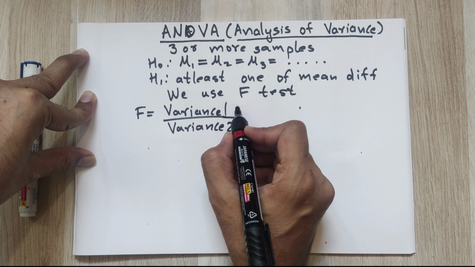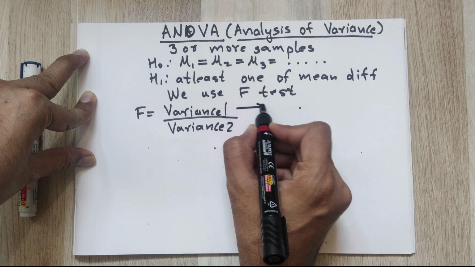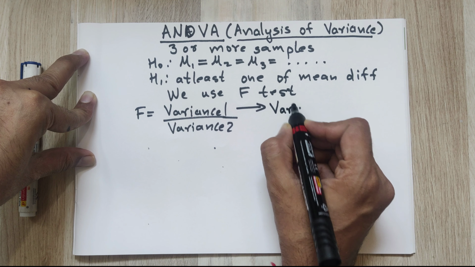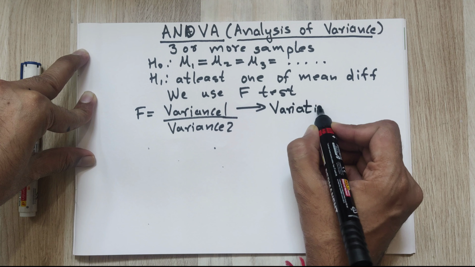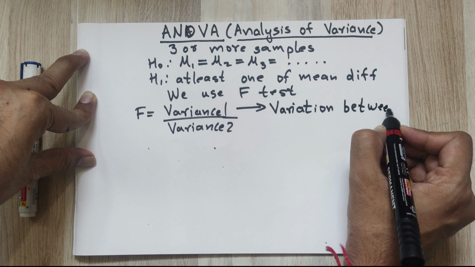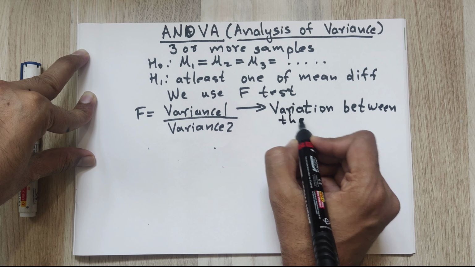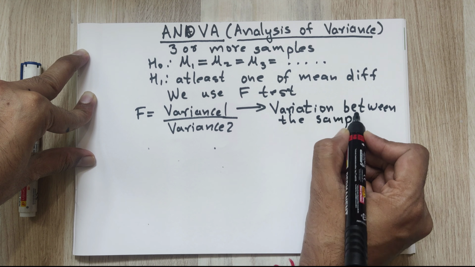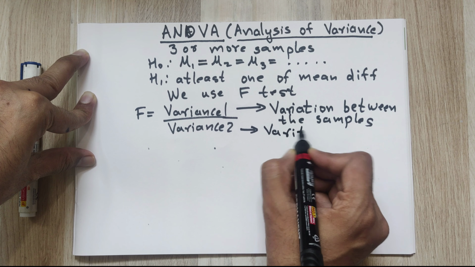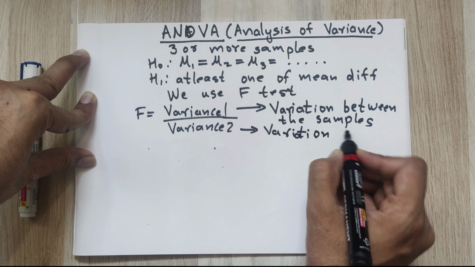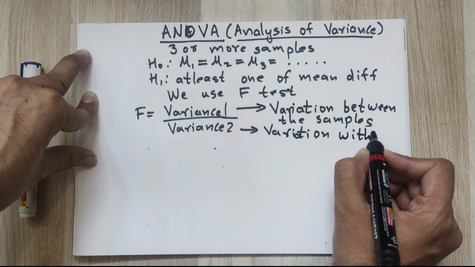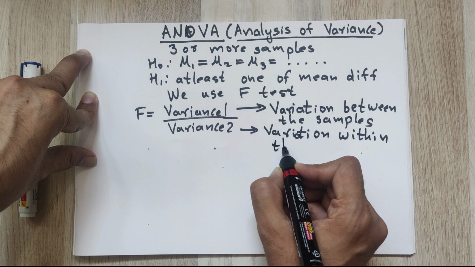Now which are these 2 variances that we will be evaluating? Our variance 1 is the variation between the samples. Whatever number of samples we have, we will check how much variation there is between the samples. And for our second variance, we will check how much variation there is within the sample. So variance 1 is the variation between the samples, and variance 2 is the variation within the sample.